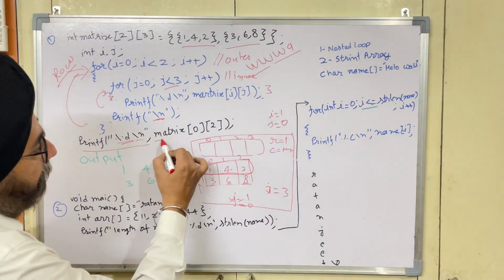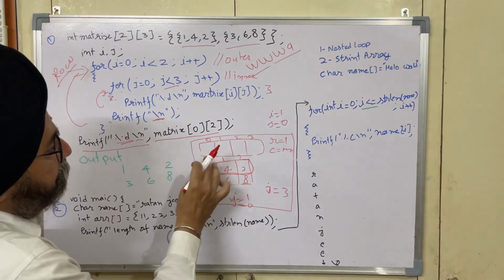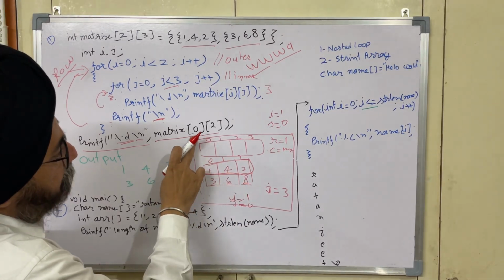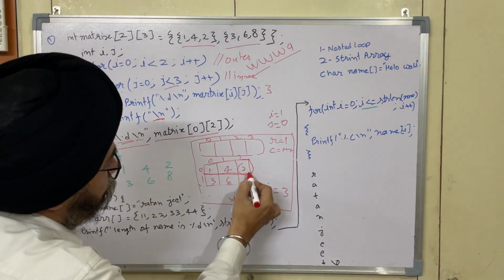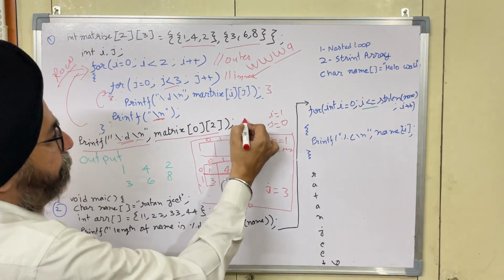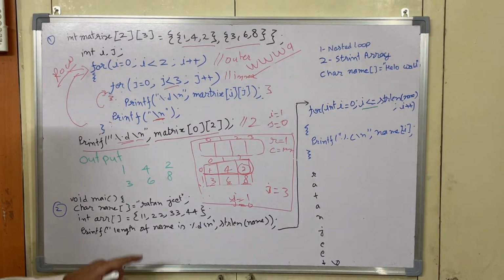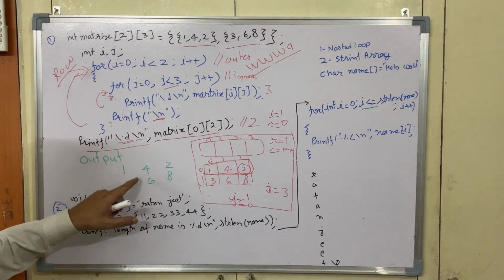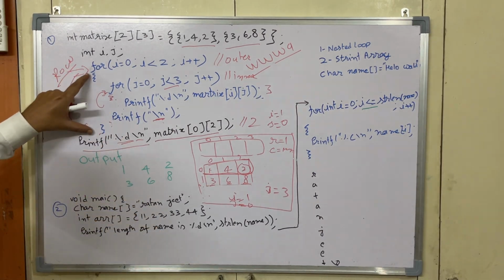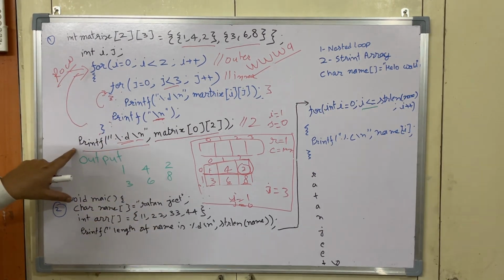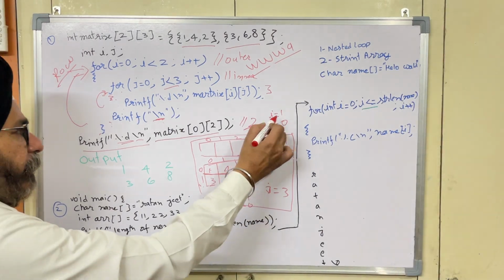Here I am using matrix[0][2]. It means 0 is the first row and the position 2. It gives the output 2, so it will display the 2. So the outputs are 1, 4, 2, 3, 6, 8 for this condition. For printf, it is showing the value 2.